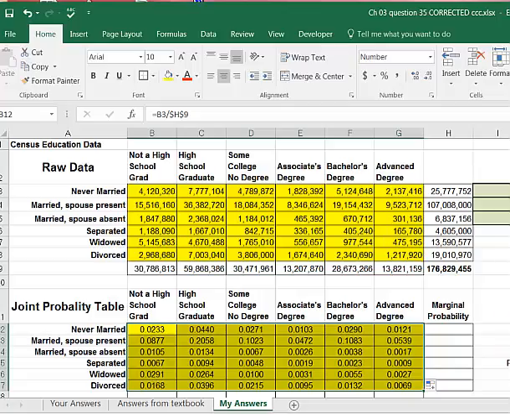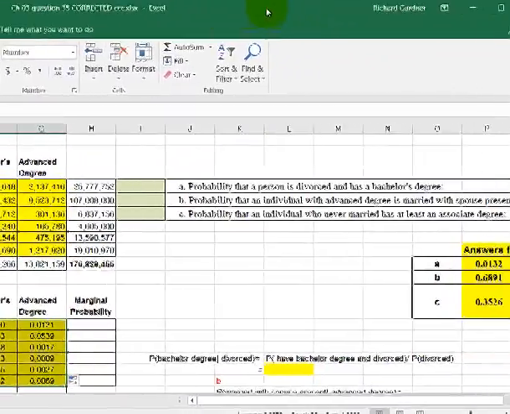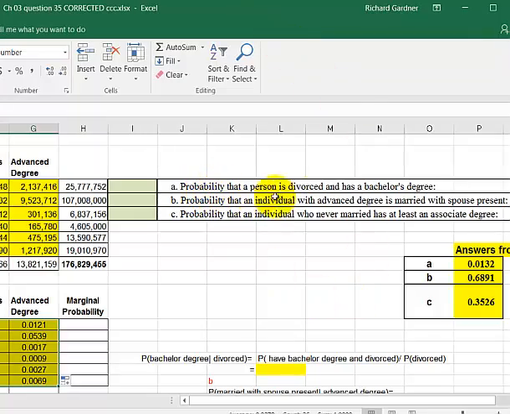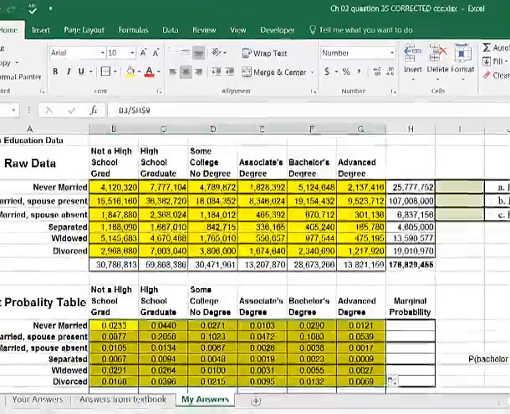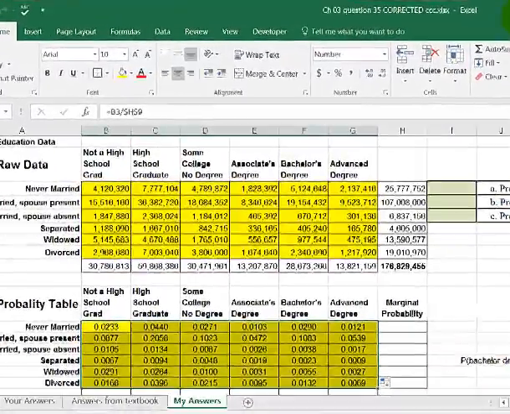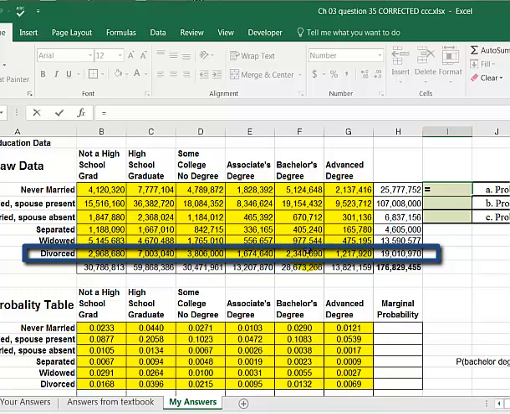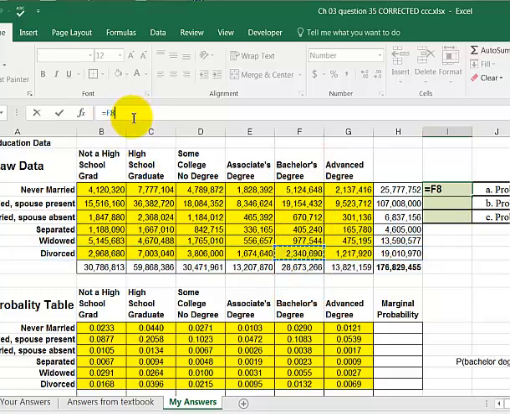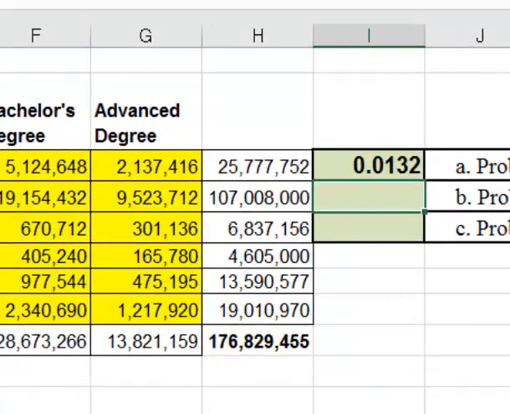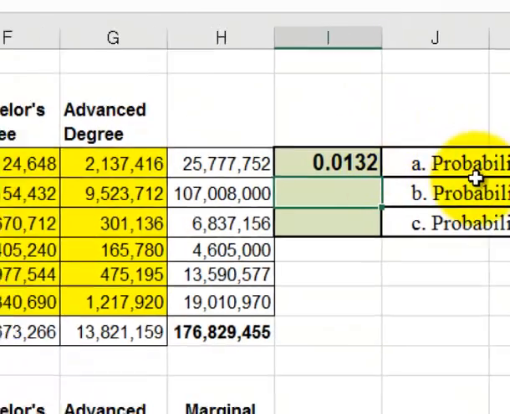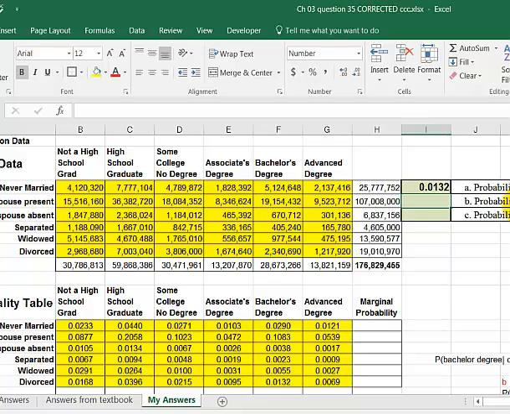Let's go down to the individual questions over here. A: the probability that the person is divorced and has a bachelor's degree. Divorced and a bachelor's degree. That's just a joint probability. So we're going to go into our function bar and hit equals. Let's see, divorced. There's the column, there's the row for divorced, and a bachelor's degree. So there's the number. Again, we're simply going to divide that by the grand sum. And there's our answer. That's the one they have in the book, so I'm pretty sure that's the way they want you to do it. These other ones are conditional probability.